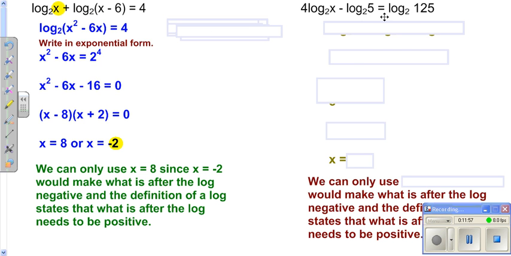Over here, everything has logs, so we're going to try to reduce each side to a single logarithm. You'll notice here we have a number in front of your log. Whenever you have a number in front of your log, you could take it up as an exponent.